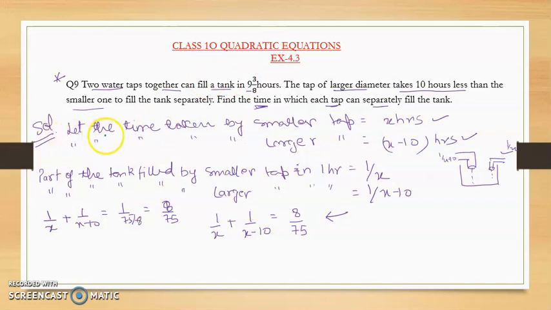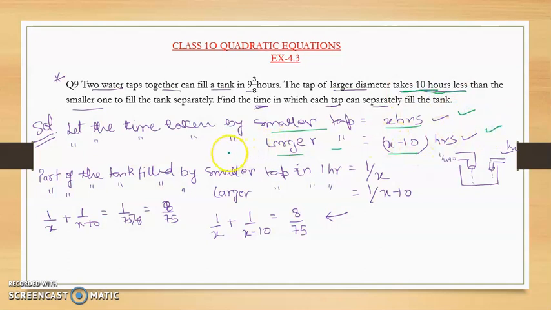So let the time taken by the smaller tap be x hours. Clear? The time taken by the larger tap will be x minus 10. Why x minus 10? Because it is given that the larger tap takes 10 hours less, so x minus 10. Follow this equation.